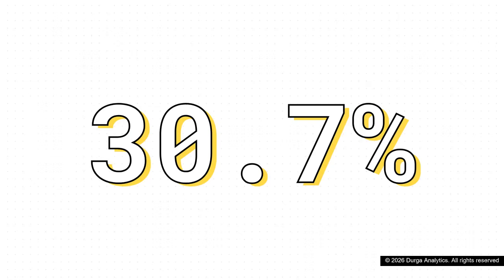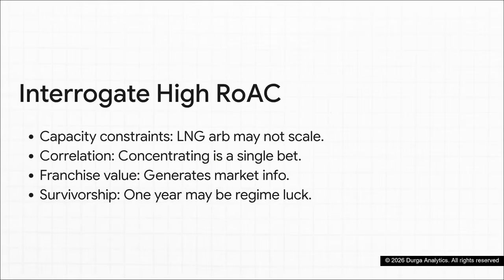That results in a return on allocated capital, or ROAC, of 30.7% for the LNG arbitrage book. Compare that to the U.S. flat price book, which is sitting at just 4.7%. Now, the naive junior conclusion is to immediately rip 10 points of capital away from U.S. flat price and shove it all into LNG arbitrage. But here's the crucial point. You cannot just linearly scale capital into whatever book has the highest ROAC.